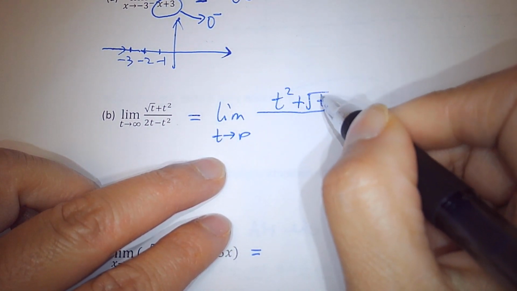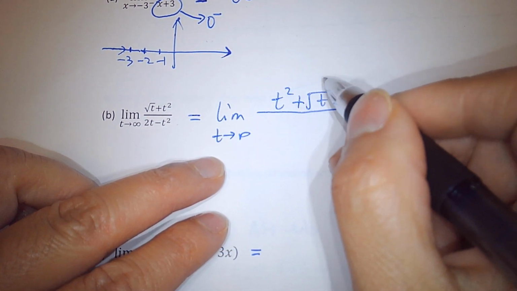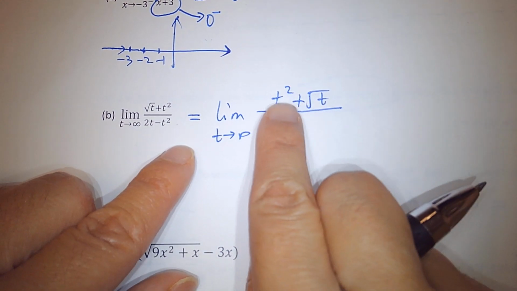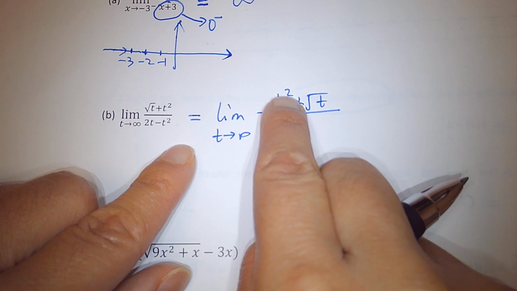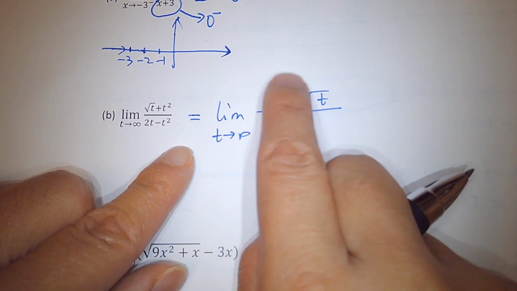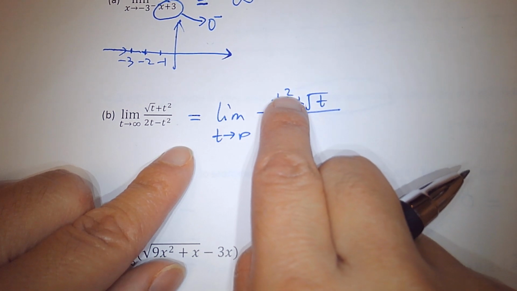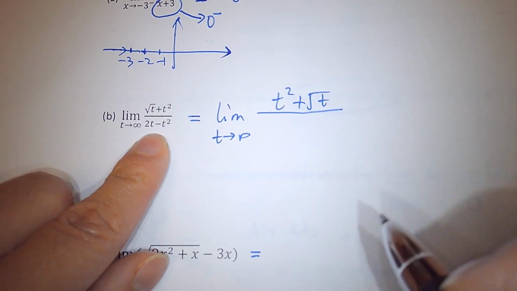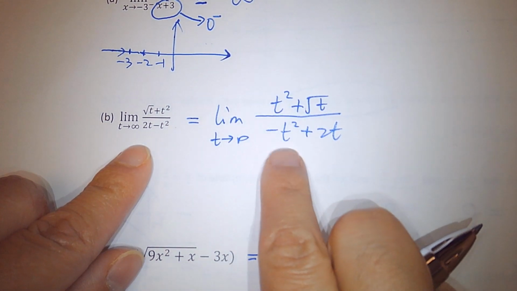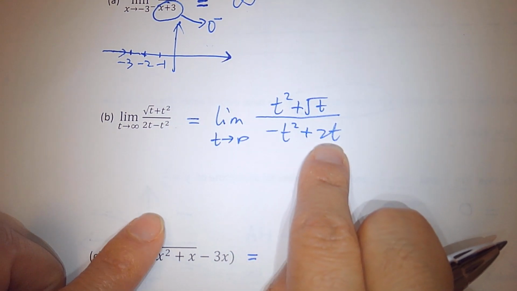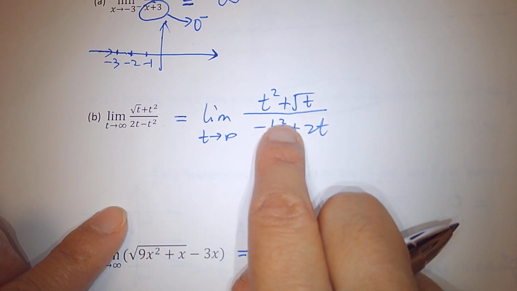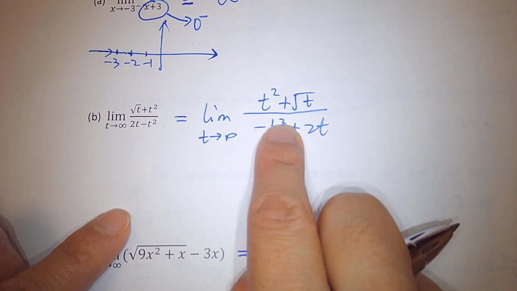Square root of t is t to the 1/2 power. So it is less than 2. So t squared, the 2 is the leading power, right? T squared is the leading term with the highest power, exponent 2. On the bottom, negative t squared plus 2t, right? Because we can see that t squared is also the leading one. Can you imagine what we can get?